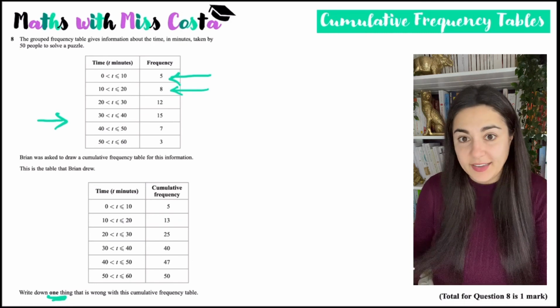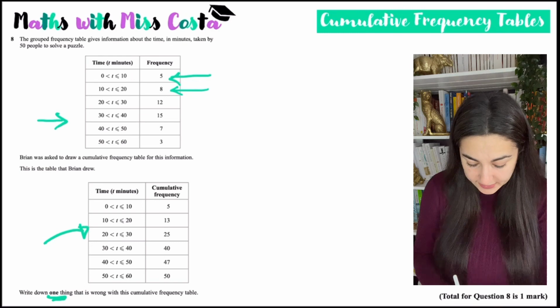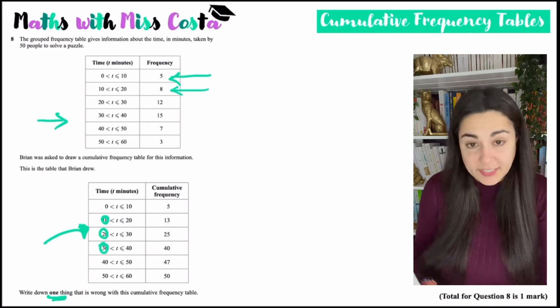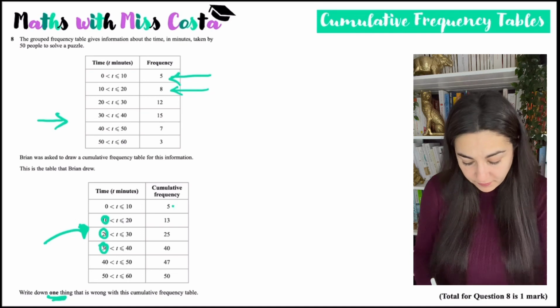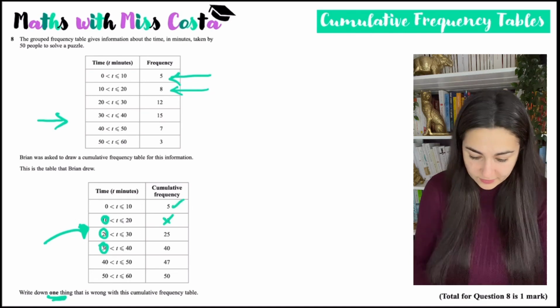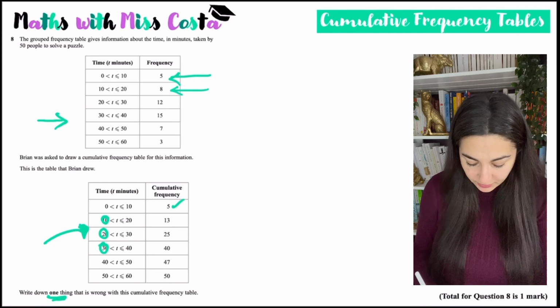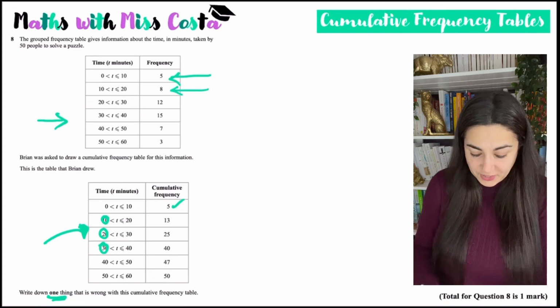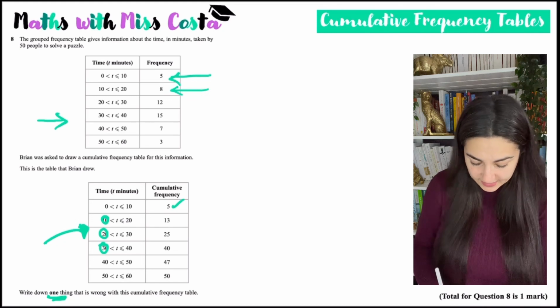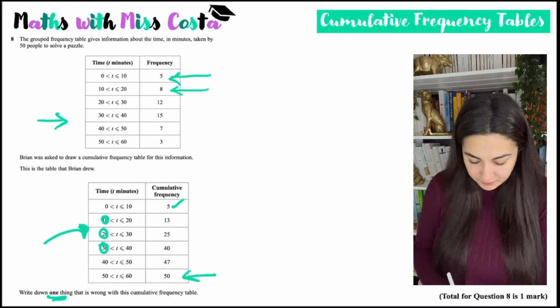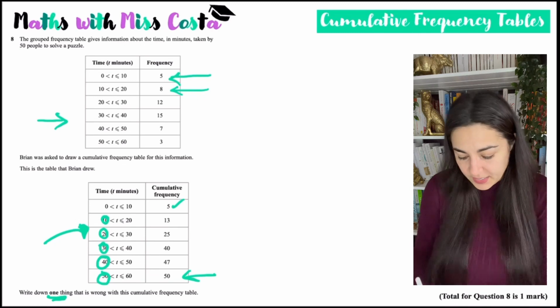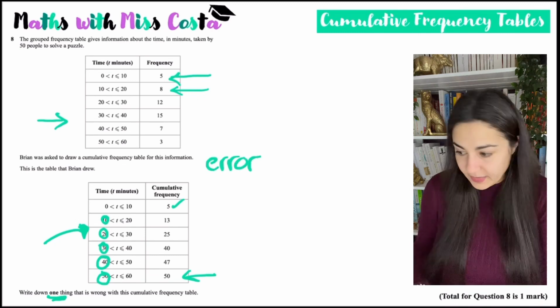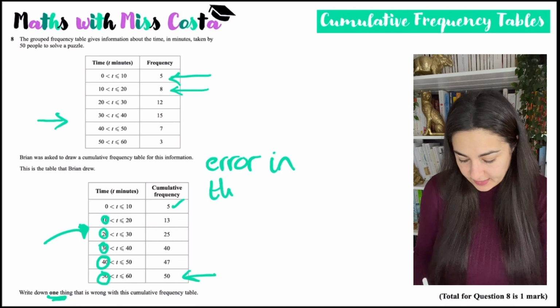Well, it's not a running total. So his inequalities should be 0 to 10, but then it should be 0 to 20, 0 to 30, 0 to 40. Okay, so the cumulative frequency should be the running total. So that would be 5, but then this would be 5. Oh, no, he's got that right. So he's got that right. So he's added the cumulative frequency, but because he hasn't changed the inequalities, he's implying that 50 people took between 50 and 60 minutes. That's just not true. 50 people took between 0 and 60 minutes, okay? So the thing that is wrong here is there is an error in the inequalities.